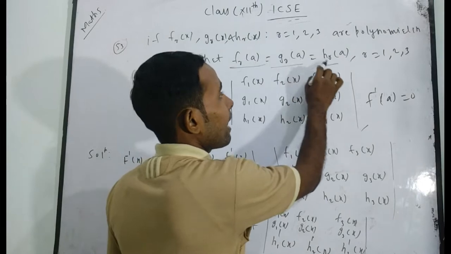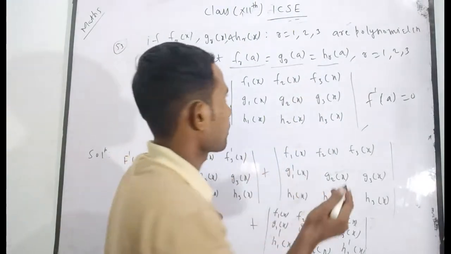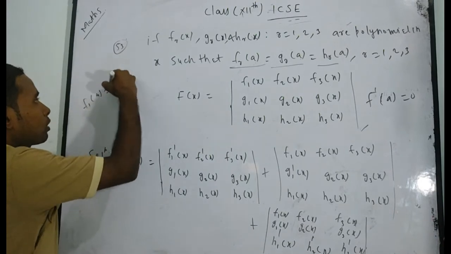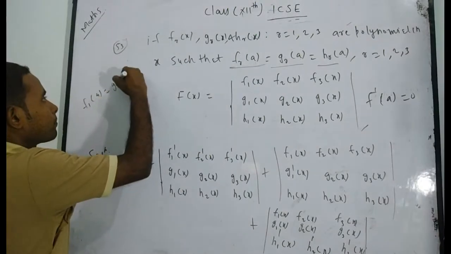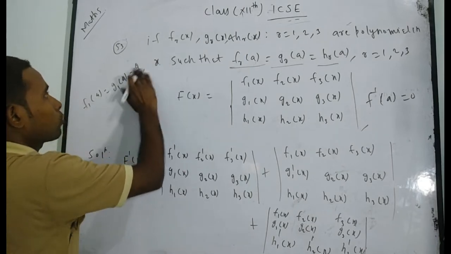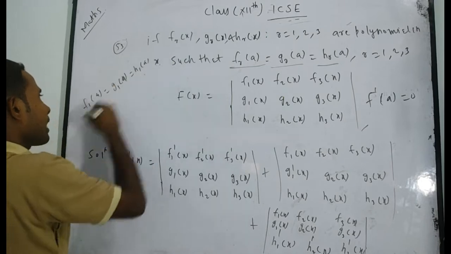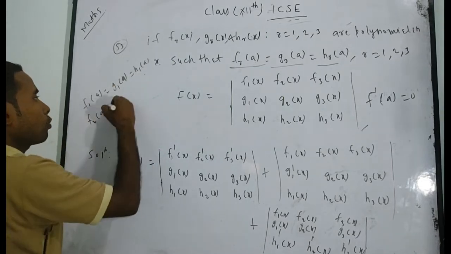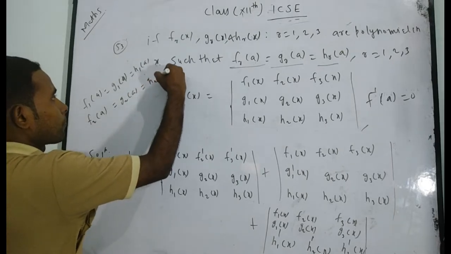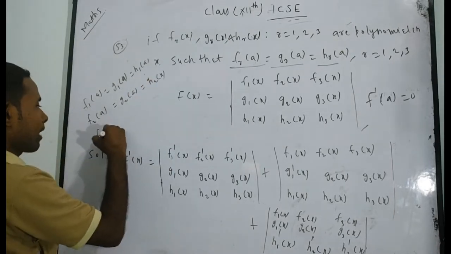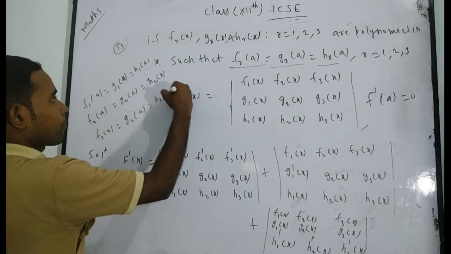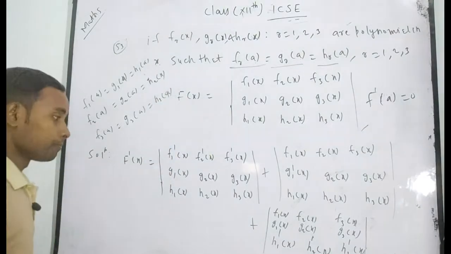f1a, g1a, h1a. That means according to this question, f1a is equal to g1a is equal to h1a. Similarly, if you put 2, it will be f2a, g2a, h2a. Similarly, f3a is equal to g3a is equal to h3a. I think you understand very well.